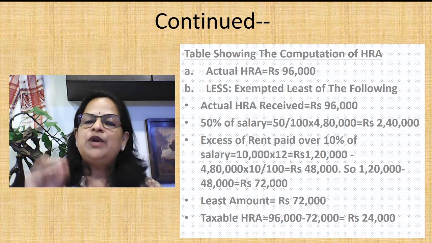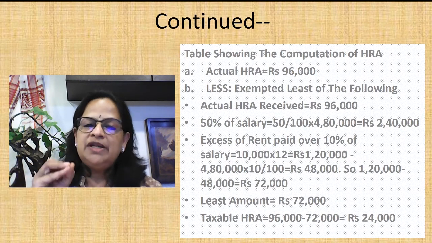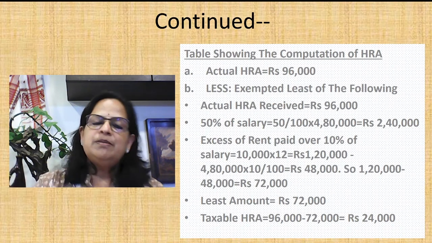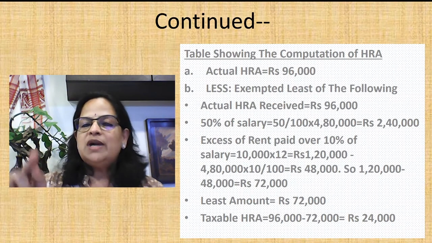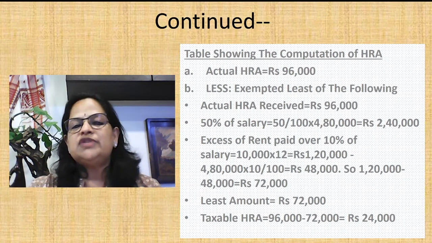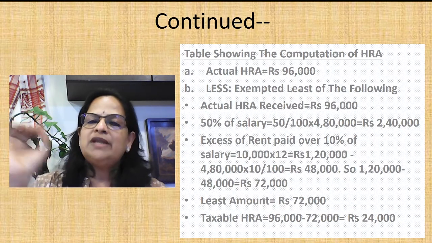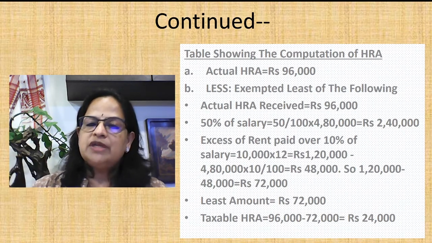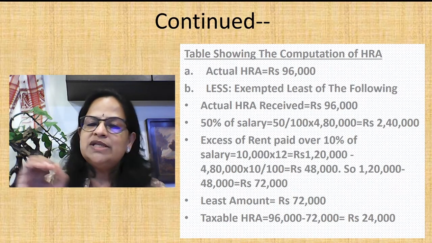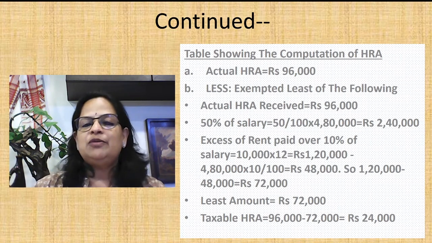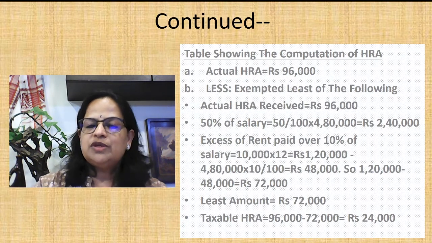Now excess of rent paid over 10% of salary. It's given in the question, employee is paying 10,000 for accommodation. So 10,000 into 12, 1,20,000 minus 10% of 4,80,000. So 1,20,000 minus 48,000, 72,000. Now from these values, which is the least value? Whether 96,000 or 2,40,000 or 72,000. 72,000 is the least value. So taxable HRA is actual HRA minus exempted value. So 96,000 minus 72,000, you will get 24,000.